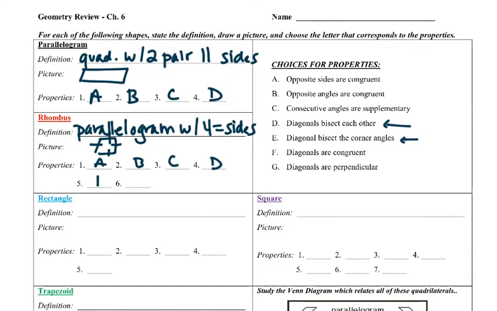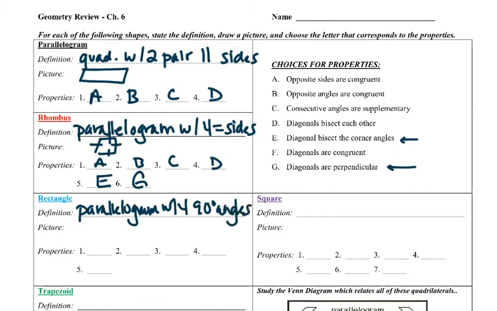Actually, diagonals bisect the corner angles, and the fact that the diagonals are perpendicular. So the extra ones here are E, diagonals bisect corner angles, and G, that they're perpendicular. Rectangle is a parallelogram with four right angles, with four 90-degree angles. And we've known this since elementary school. Since it's a parallelogram, it has our same four properties, plus it has the property that the diagonals are congruent.